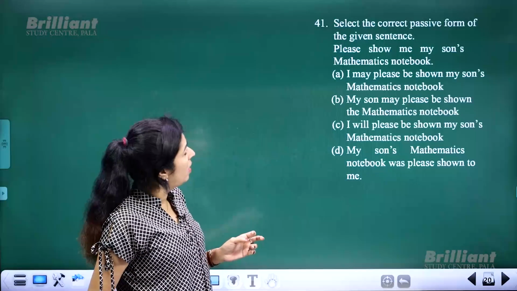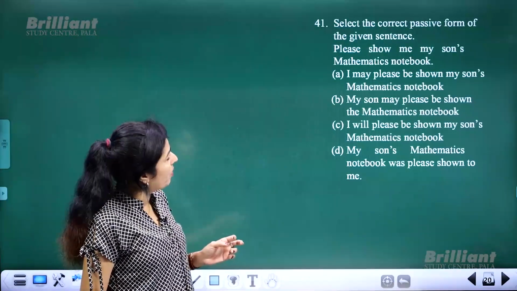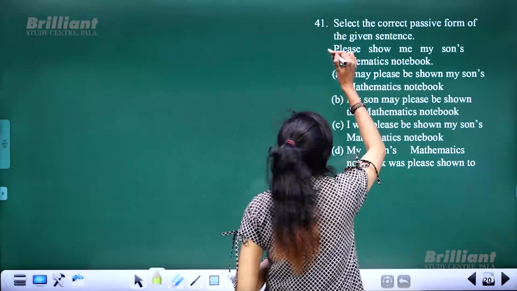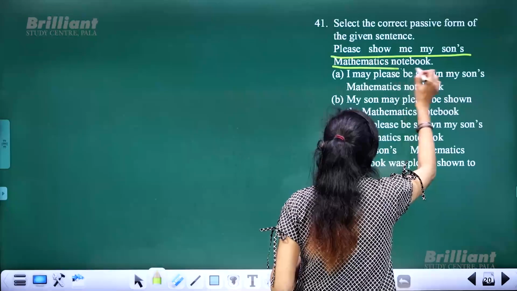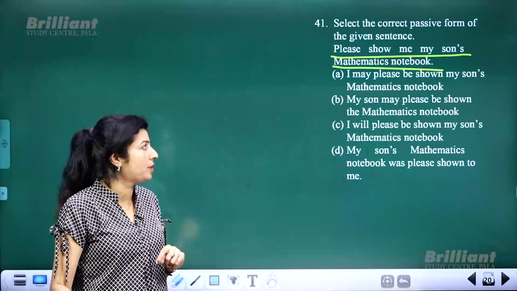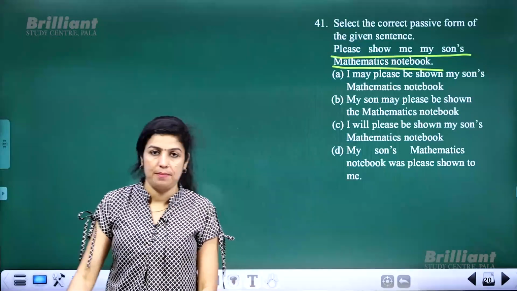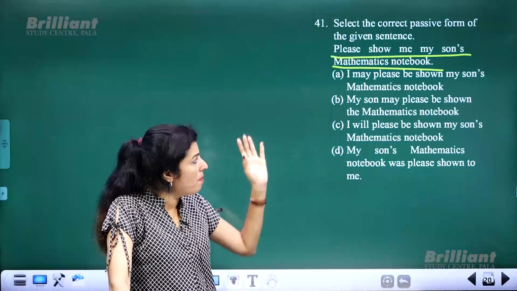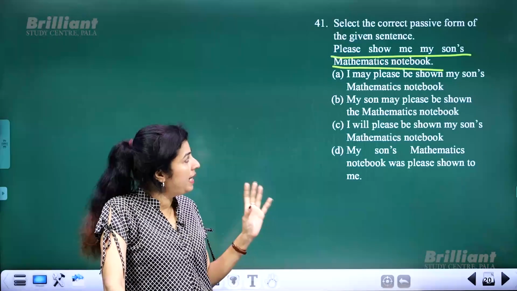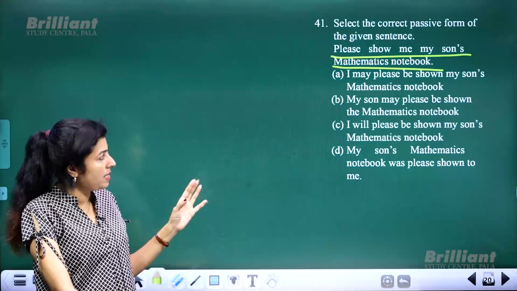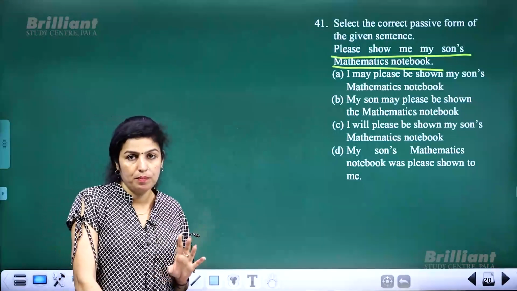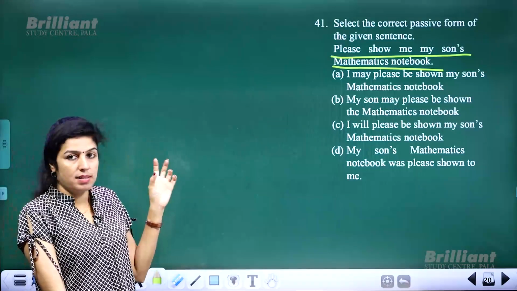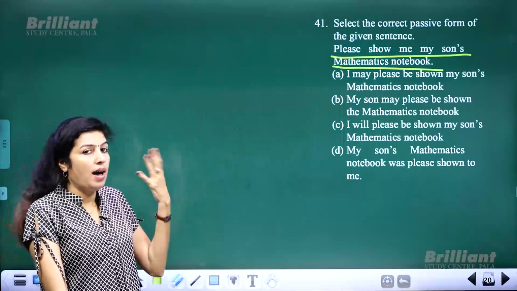Next is, select the correct passive form of the given sentence. And what is the sentence? Please show me my son's mathematics notebook. Actually, it is a request, okay? Please show me my son's mathematics book or notebook. So, that word me is given, that is a clue. So, you can start with I.